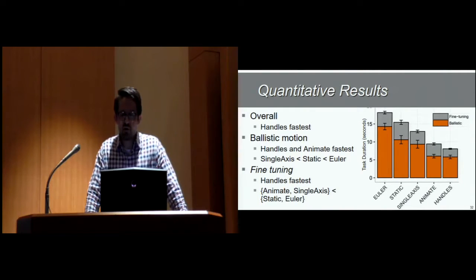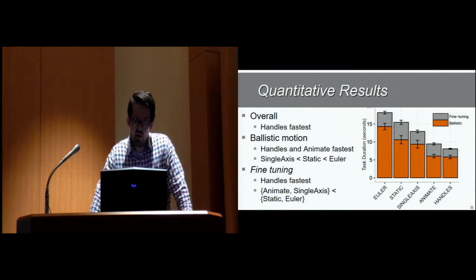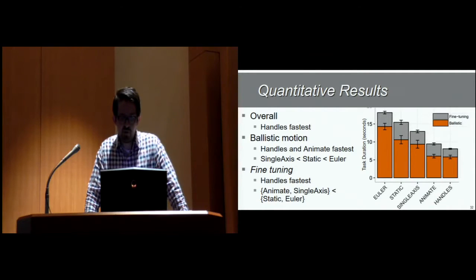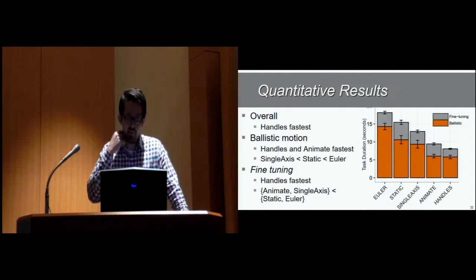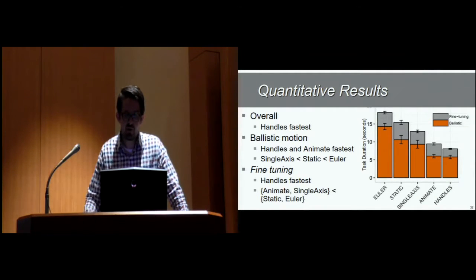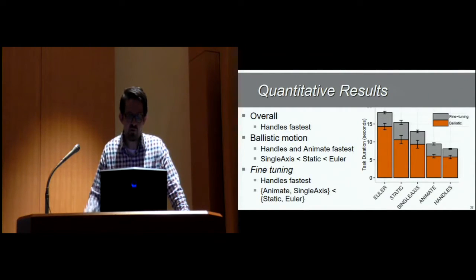Other notes are that Euler ended up taking the longest, which makes, I guess, sense because you have to interpret and execute 3 separate rotations. As expected, static took a long time, especially for fine-tuning, where we had some participants get stuck, which by that I mean they thought they were finished with the rotation. That is, the target and the control looked the same to them, but in reality they weren't, and the system wouldn't go on. So they lost some time trying to get it in place.